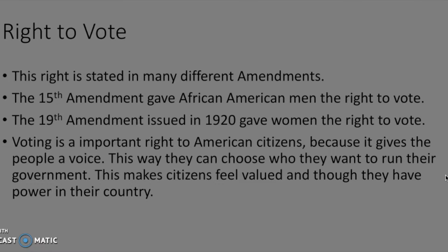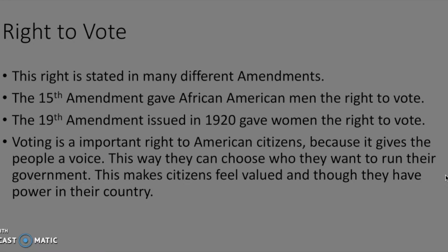So the next right we will be discussing is the right to vote. This right is stated in many different amendments. The 15th Amendment gave African American men the right to vote. The 19th Amendment, issued in 1920, gave women the right to vote, which is revolutionary for women's rights. And voting is important to American citizens because it gives the people a voice.